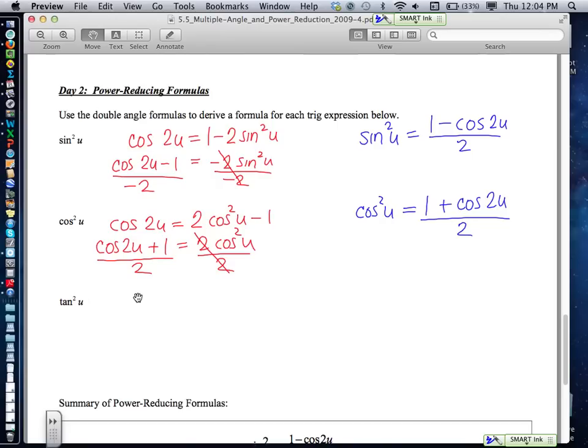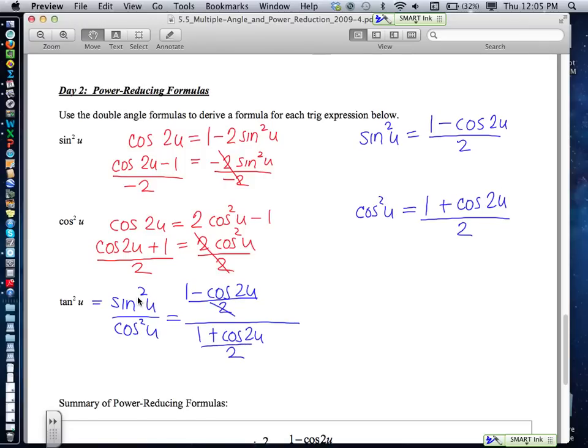And then finally, tangent squared, that's kind of easy to derive. We can actually pull that right from these two, because we know that tangent squared equals sine squared u over cosine squared u. So we can write 1 minus cosine 2u over 2, and then divide that by 1 plus cosine 2u over 2. The 2's divide out, and then we have our formula for tangent squared. Okay? And if you kind of peek down at your page, down the middle of the page, you'll see all these formulas summarized. Okay? So I'm going to clear this.